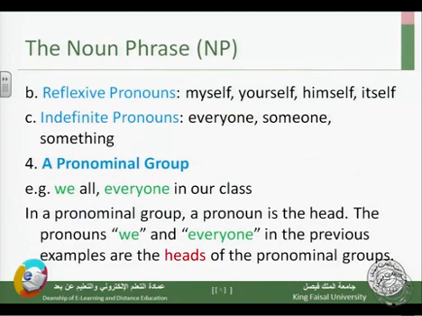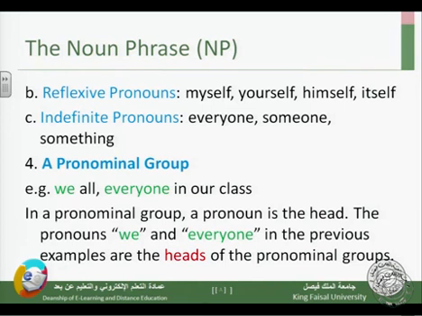The second type is reflexive pronouns. So some examples of reflexive pronouns are myself, yourself, himself, and itself. When I say I did this myself, this is a reflexive pronoun. It refers to the subject. It goes back to the subject of the sentence. So I did this myself. Myself refers to the speaker, I. These are called reflexive pronouns.